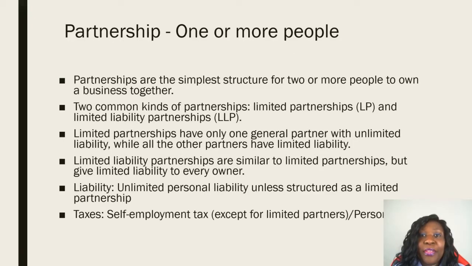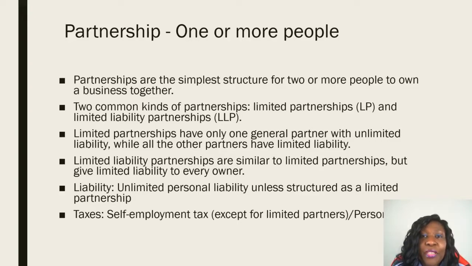A partnership involves one or more people. They are the simplest structures to form when you have two or more people going into businesses together. There are two common types of partnerships. These are the limited partnership and the limited liability partnership. The limited partnership has one partner with unlimited liability while the other partners have limited liability. On the other hand, limited liability partnerships give limited liability to all partners.